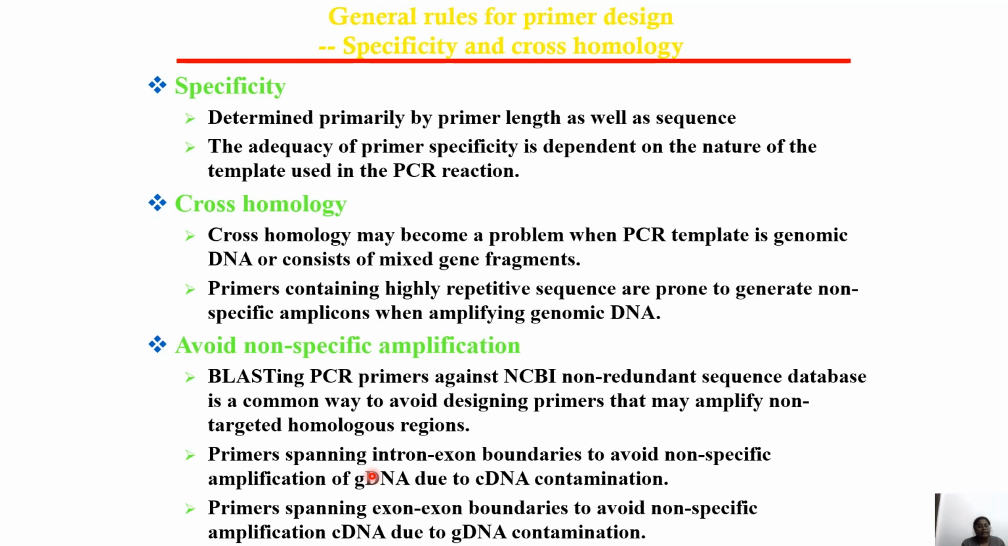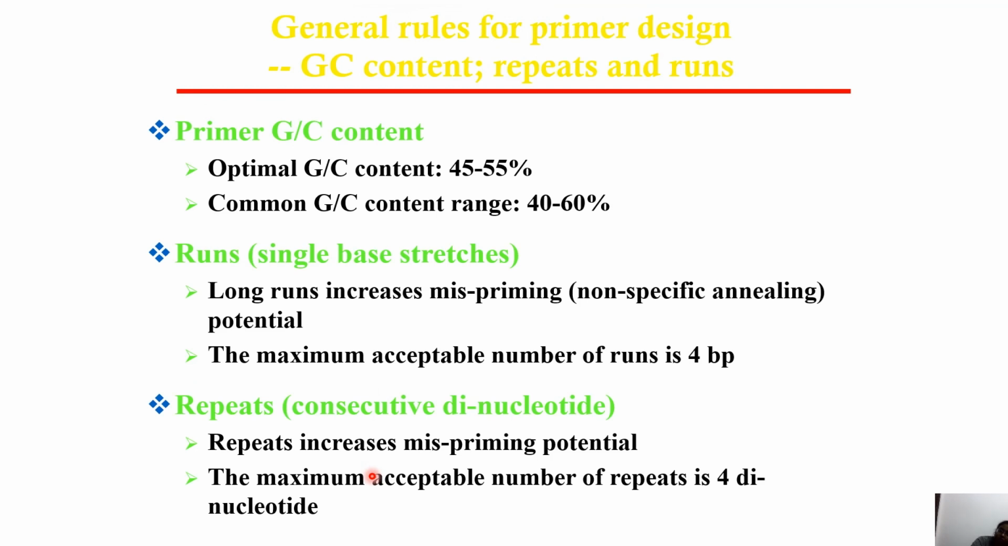So primers should span exon boundaries to avoid non-specific amplification of cDNA due to gDNA contamination. The GC content of a primer should be around 45 to 55%. Common GC content is 40 to 60%.